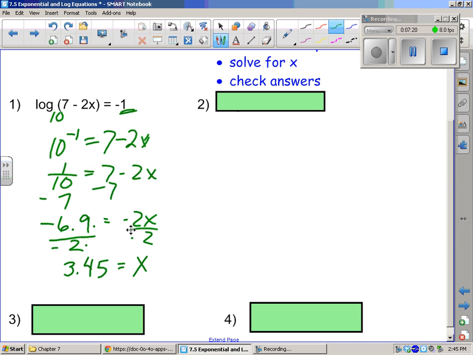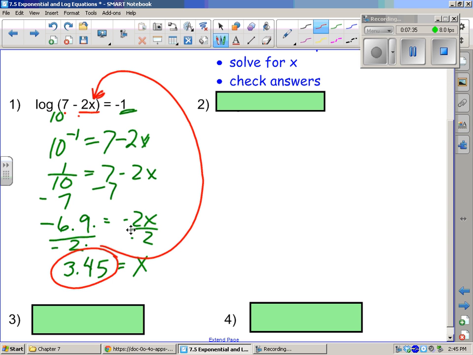Thank you very much. Now, it said we could check. So what you would do, you are able to check this because this is base 10. So I would, in the calculator, do negative 2 times 3.45, then do 7 minus that, then do log of that, and you should get negative 1. Good. And that should be pretty exact, right? Yes. Because we didn't do much rounding. Yeah, there wasn't any rounding for this one, so that's good.